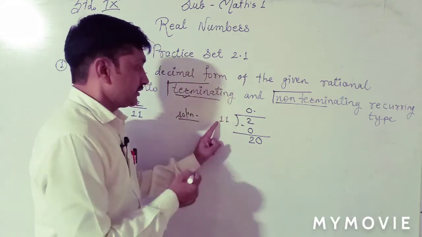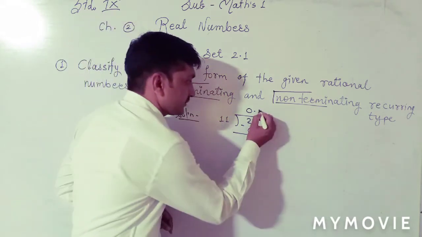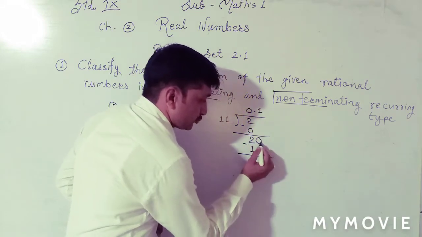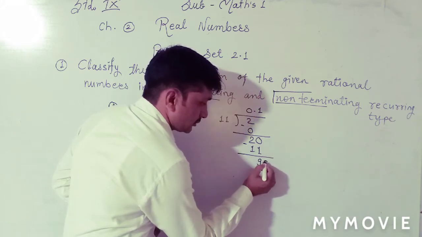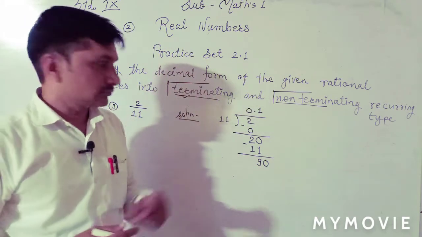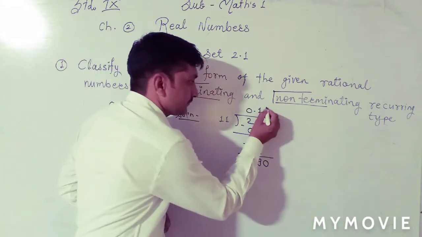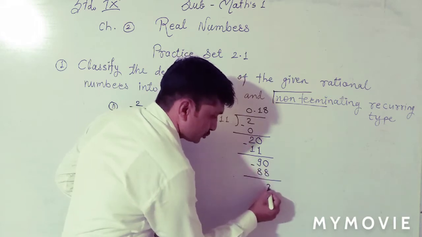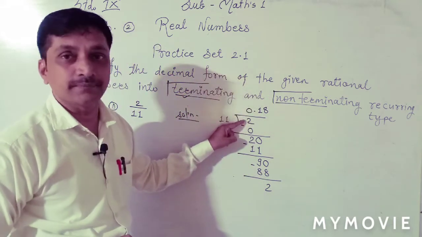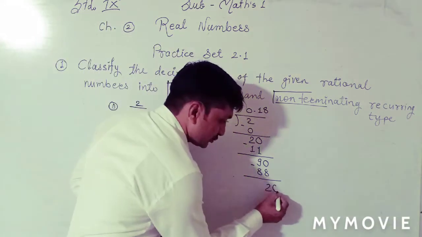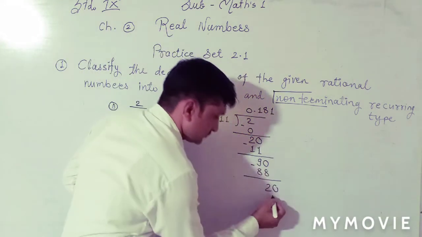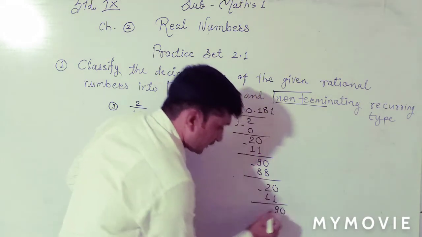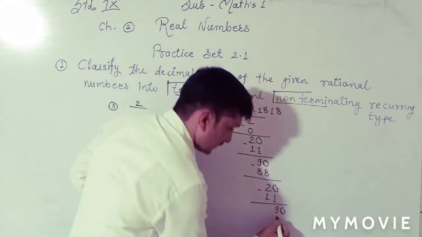Now continue division. 11 1s are 11, 11 2s are 22, so 1s. Subtraction 20 minus 11, 9. Again take 0. Again 11 8s are 88. 90 minus 88, 2. And now see here, 2 has come again. Again if we take 0, 11 1s are 11. Again subtraction 9. Again 0. 11 8s are 88.